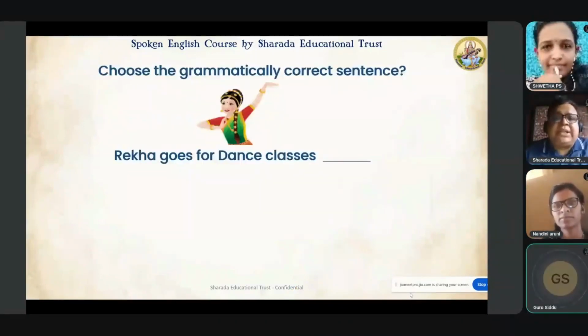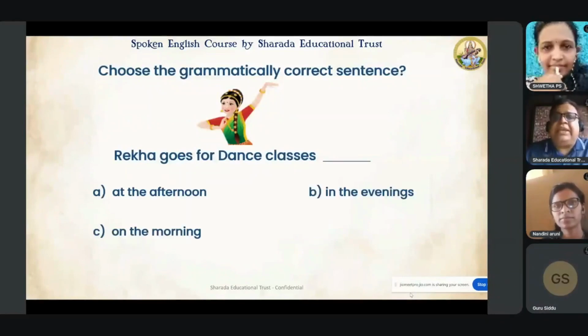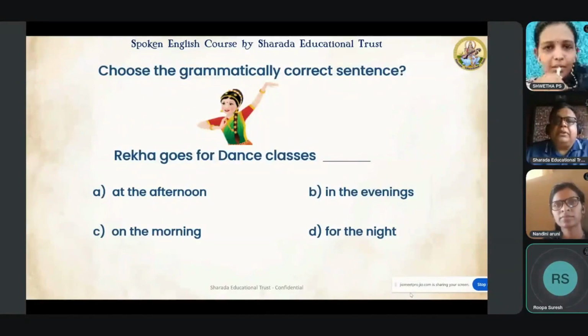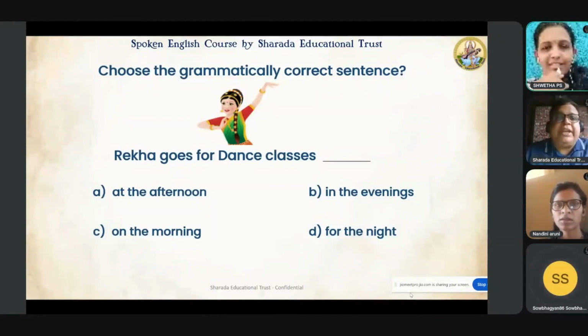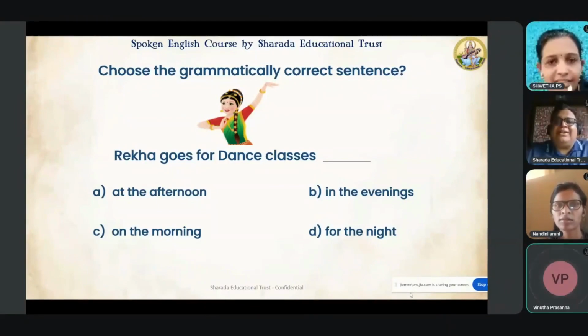Rekha goes for dance classes at the afternoon, in the evenings, on the morning, for the night. In the evening. Who said that? In the evening. Yeah, no, it can be in the morning. Okay, suppose it is morning. How will you put this sentence, Shweta? In the morning. Rekha goes for dance classes in the morning.